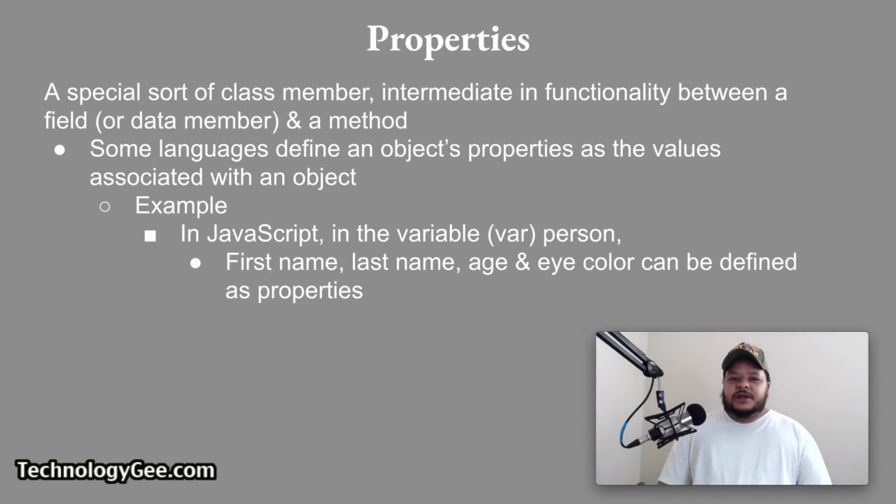Properties. A property in some object-oriented programming languages is a special sort of class member, intermediate in functionality between a field or data member and a method. Some languages define an object's properties as the values associated with an object. For example, in JavaScript, in the variable person, the first name, last name, age, and eye color can be defined as properties of the variable person.